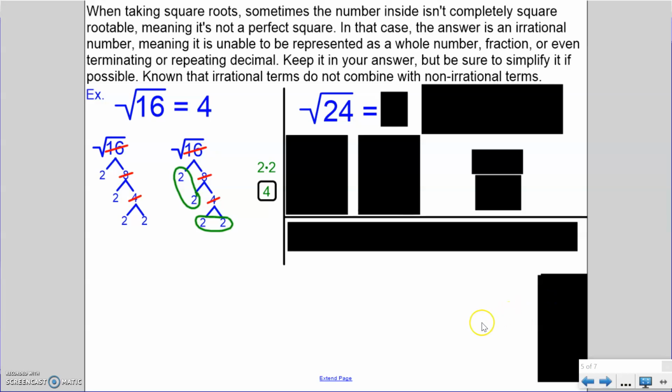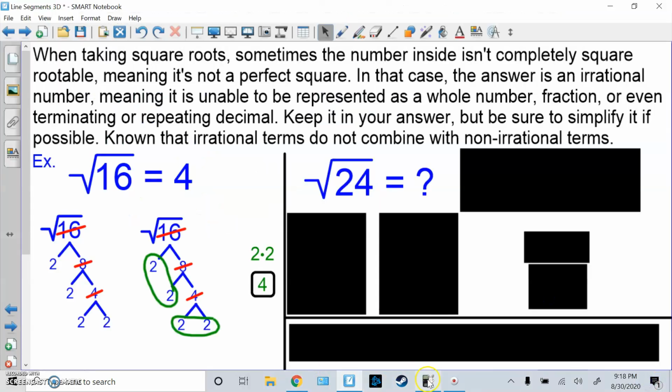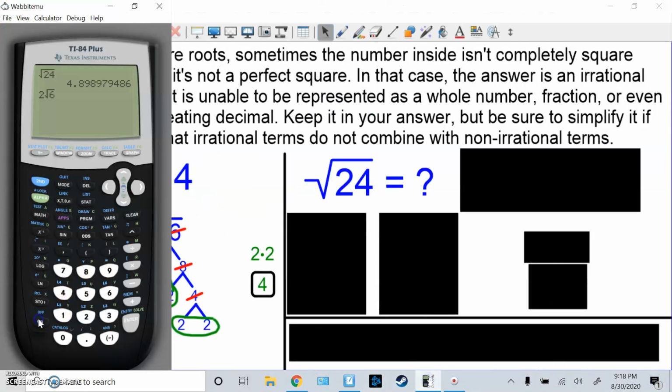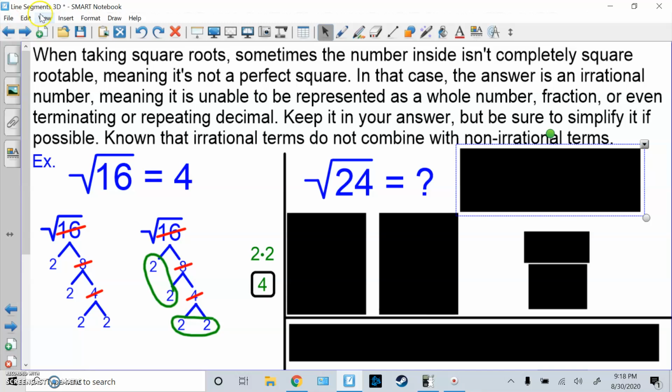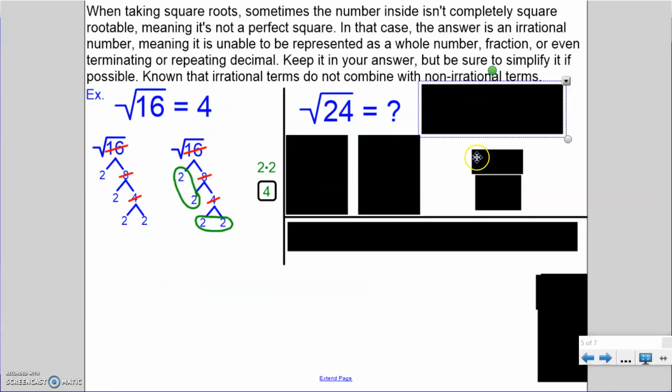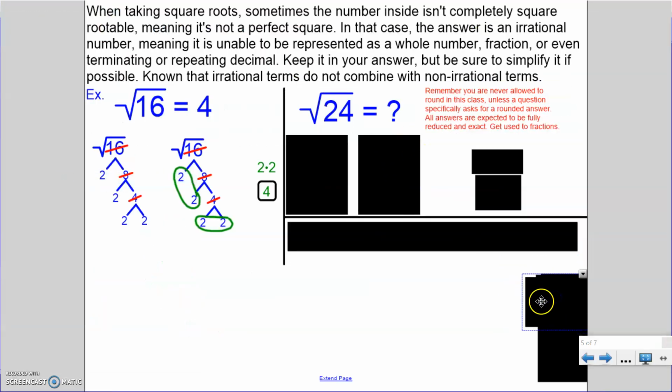Alright, so now I'm going to try the same idea for square root of 24. So let's see what the square root of 24 is. Well, you should not know what it is. If you type it in a calculator, you get 4.898979486. It keeps going forever. Alright, just a reminder. You are never ever allowed to use a round in my class unless a question specifically asks for a round answer, which if I'm making the test, it won't be. All answers are expected to be fully reduced and exact, so get used to using fractions.